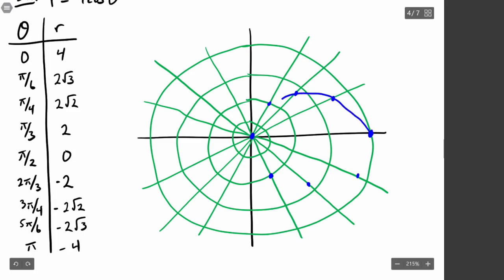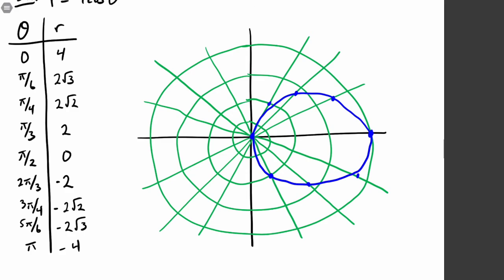So if we trace this out, we end up with a very poorly drawn circle. And if you keep going past pi, you'll see that we're just going to keep wrapping round and round this circle. So we actually only need an interval from 0 to pi to graph this. So let's see how this evolves, actually.